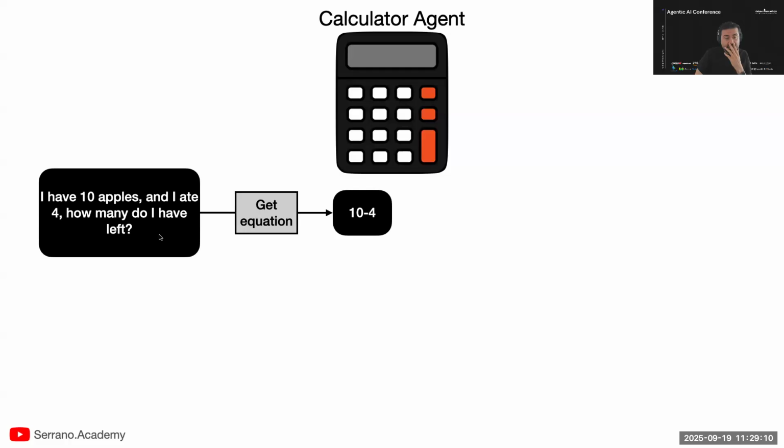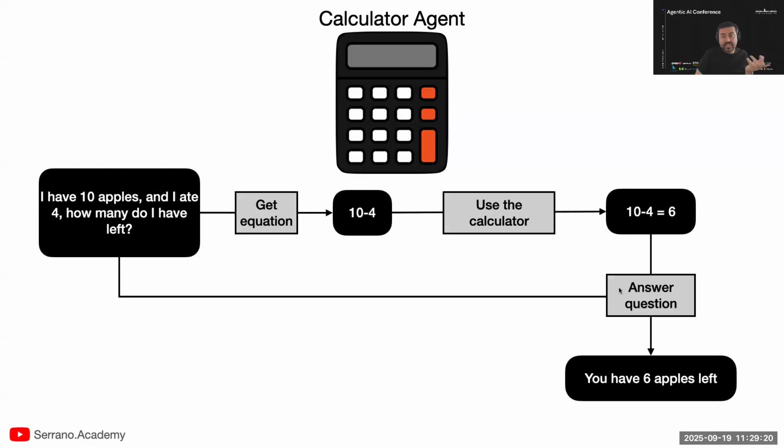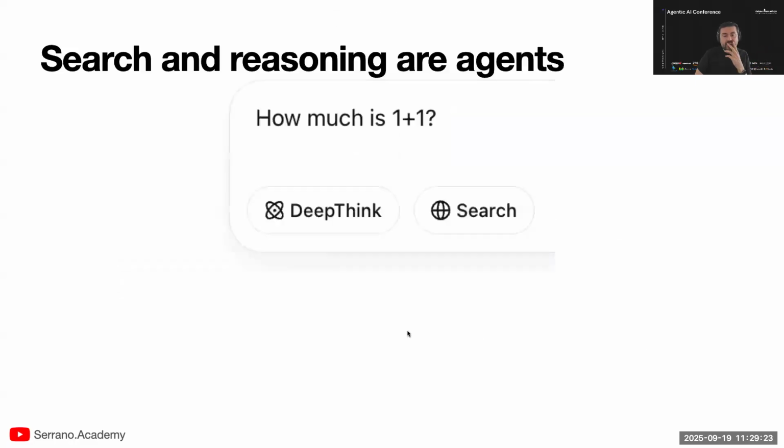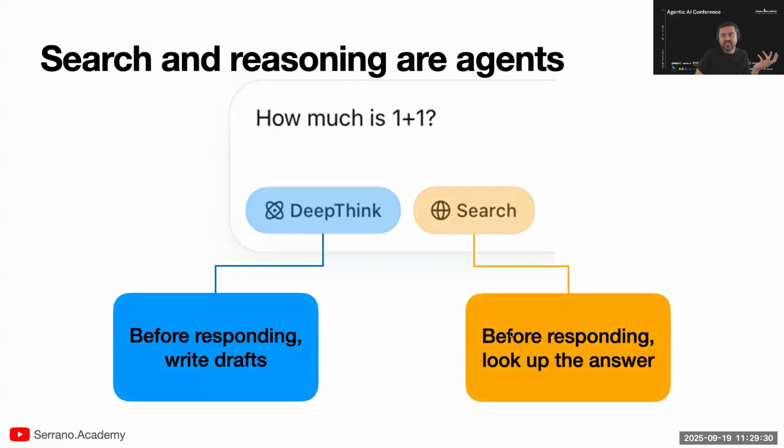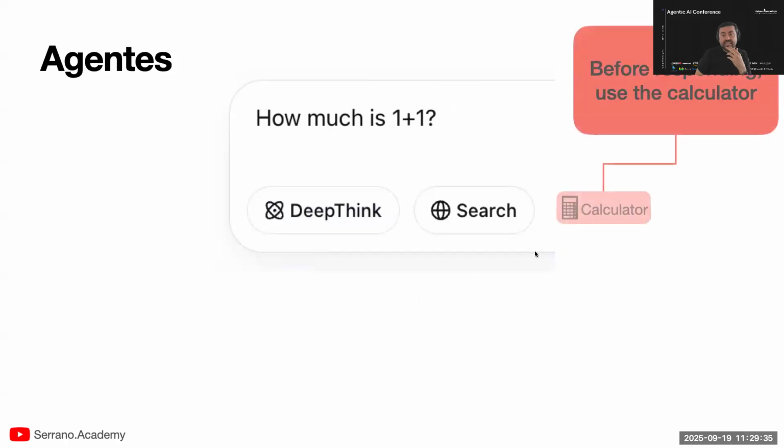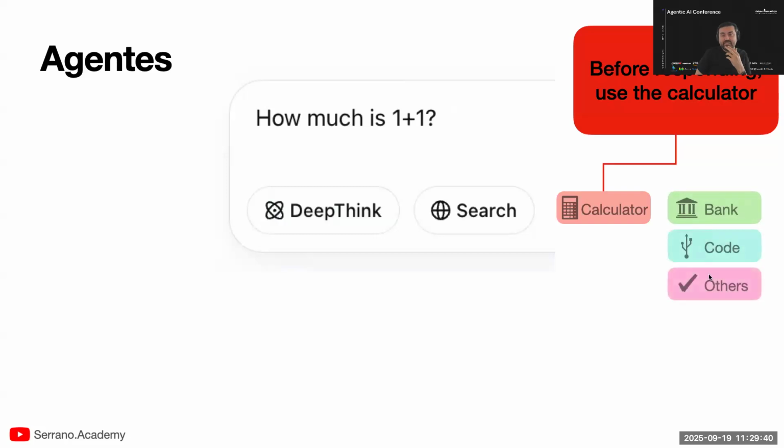So we have the calculator agent, which can look at the problem, extract the equation, use the calculator for the equation, and then answer the question. That's another agent, right? So as I said, agents are already embedded. Because if I say deep think, before responding, write drafts, that's kind of an agent. Before responding, look up the answer, that's kind of an agent, that's RAG. I could have a calculator button. Before responding, use the calculator, or a bank button, or a code button, or just a button for everything I want to do, right? Those would be like if I had agents in my chatbot.